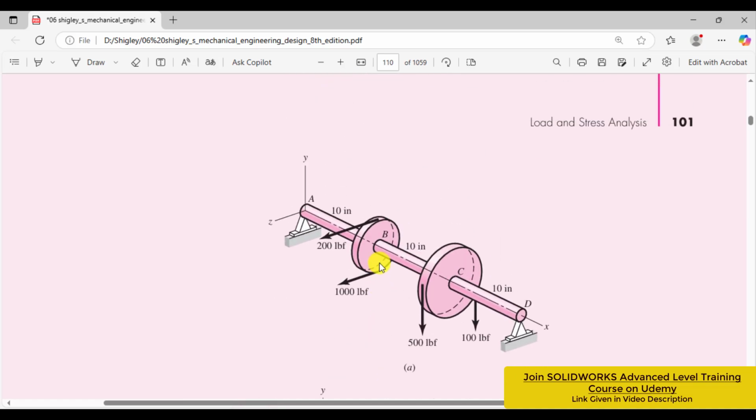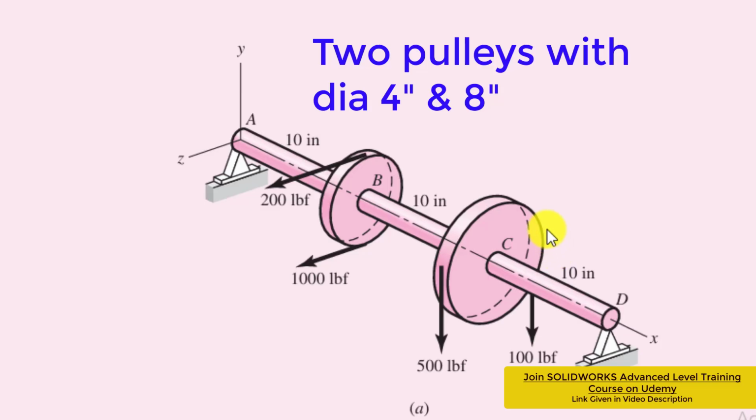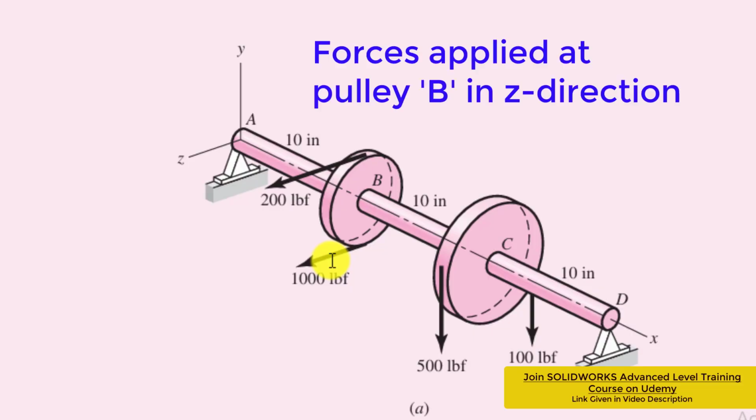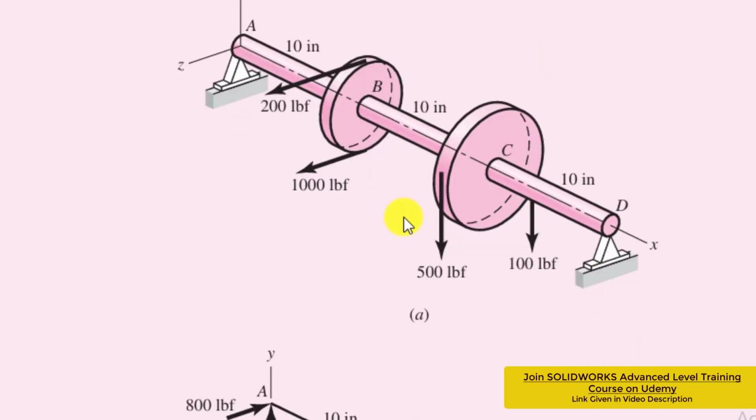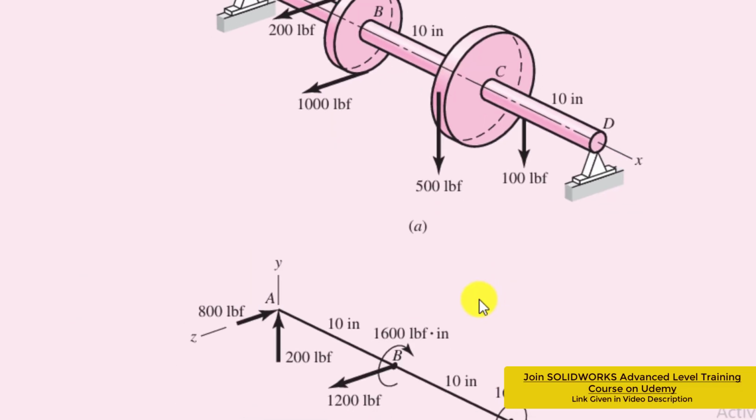So here is a shaft that has three segments. Each segment has a length of 10 inch and the diameter of the shaft is 1.5 inch. Pulley B has a diameter of 4 inch while pulley C has a diameter of 8 inch. Two forces are applied at pulley B that are generating a bending moment or torque. Similarly, two other forces are applied at pulley C in the y direction, and they are also creating bending moments.